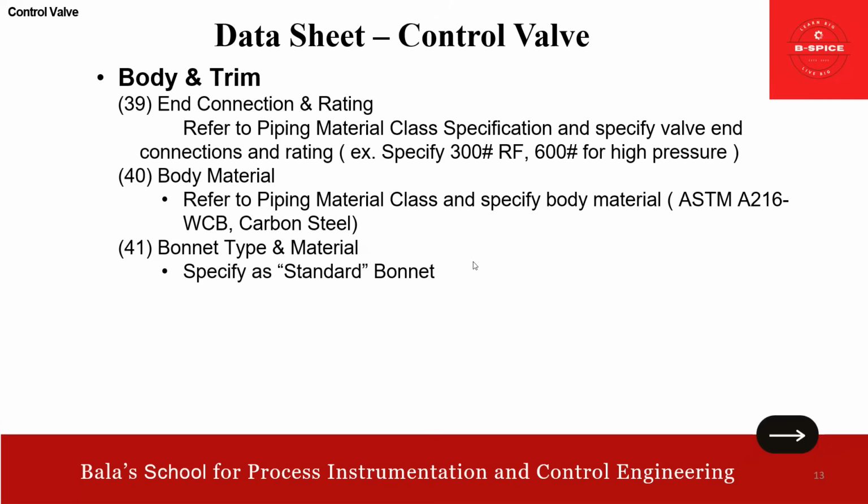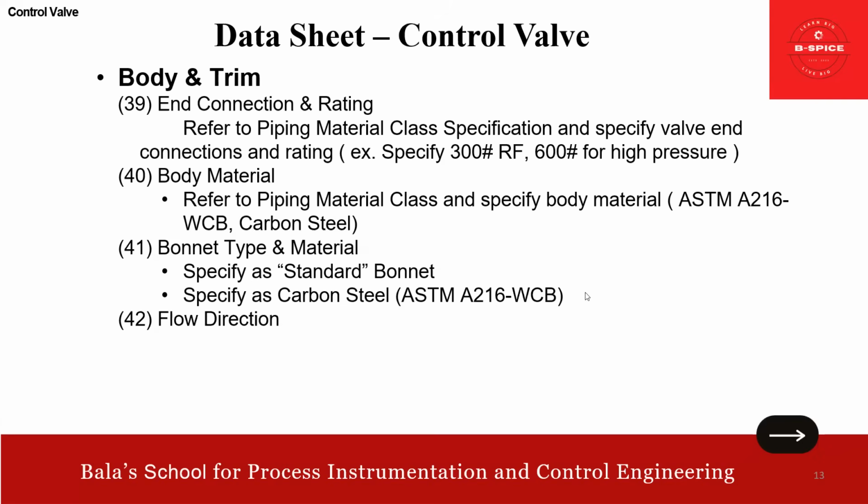Okay, friends, I hope it is clear. Then material, again, you specify as per the piping class. In this case, I just put an example, carbon steel, which is ASTM A216 WCB. Then flow direction.